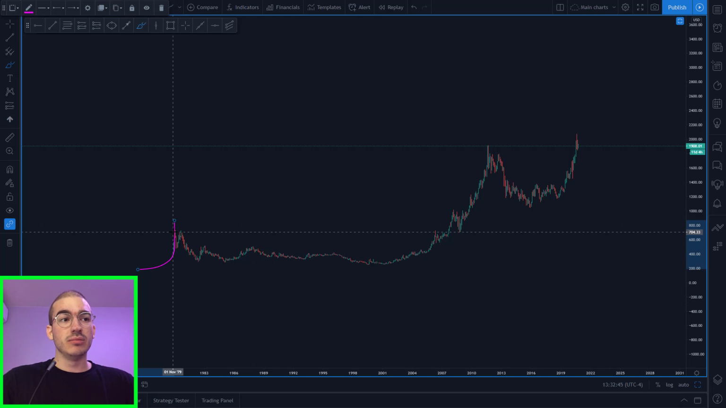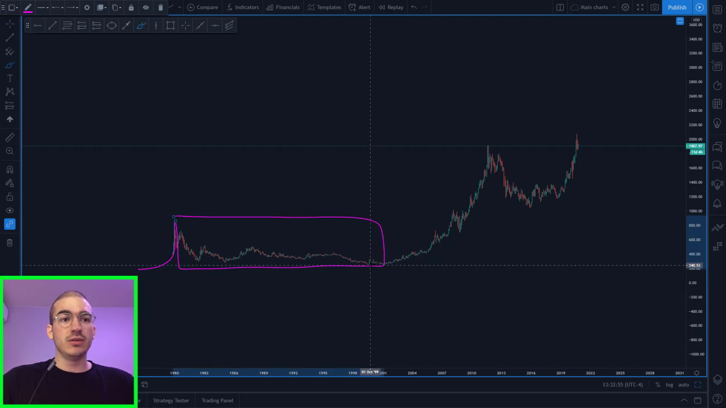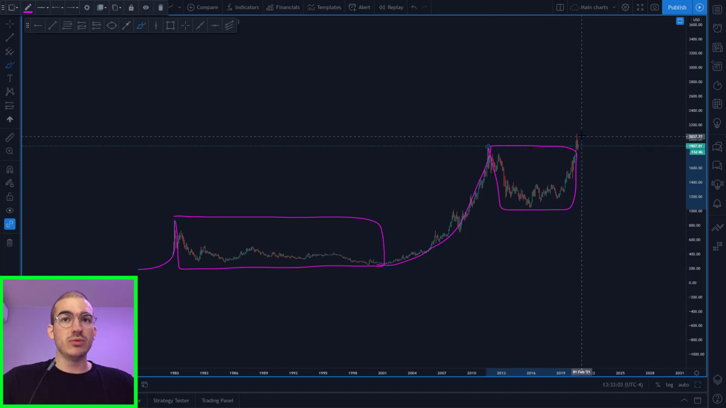So we had this up move, then we got this big correction, which lasted about 20 years. During that time, as you guys can see, the price did not do much. We just have been going up and down. And then we got another big up move on gold. Then we got another period where the price did not go anywhere. And recently, we have been making a new all-time high on the chart.